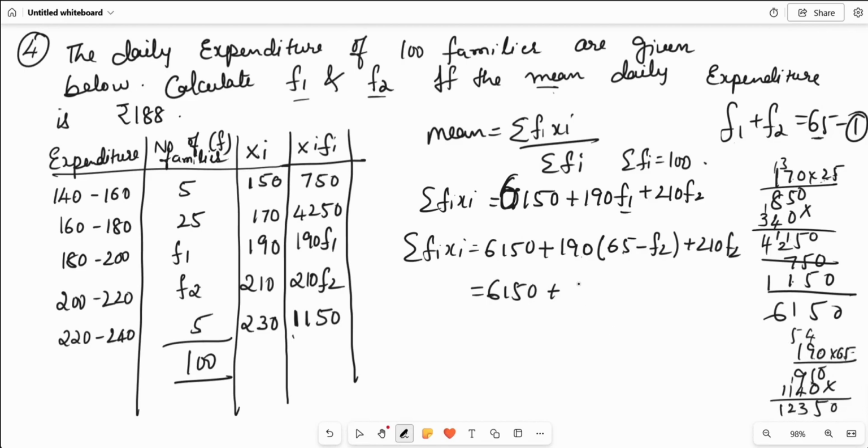12350. Getting. What are you people getting as the answer? So then 190 into F2. So plus into minus, minus 190 into F2 plus 210 into F2. You will have. Okay. Add these two now. 12350 plus 6150.